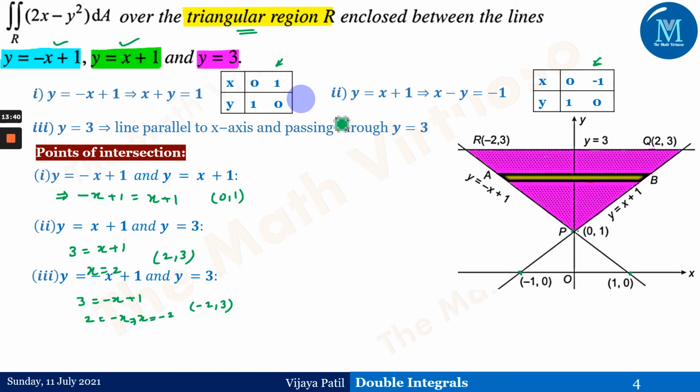The third line is y is equals to 3, this particular horizontal line. If you observe here, this is the y is equals to 3 line. So we have got this also as one of the lines. Let me just highlight it so that you can see it. So we have got these three different curves and we have got this triangular region. We have got the intercept (0, 1) as the intercept of these two lines, and then we have got (2, 3) and (-2, 3). These are the two intercepts of the respective two curves.